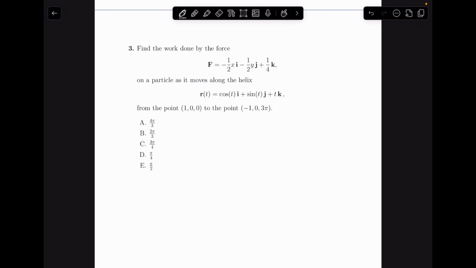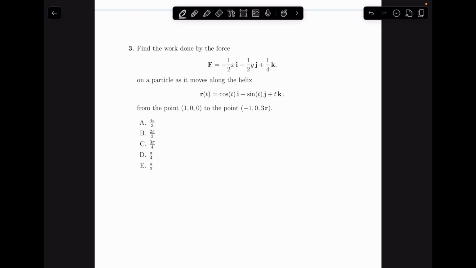3, find the work done by the force F equals negative 1/2 xi minus 1/2 yj plus 1/4 k on a particle as it moves along the helix r of t equals cosine t, sine t, t from the point 1, 0, 0 to the point negative 1, 0, 3 pi. That was a mouthful.